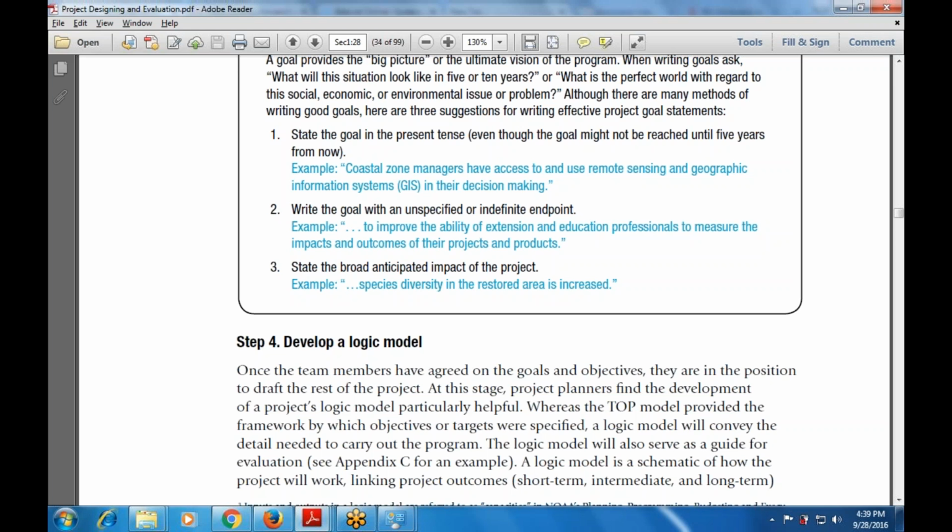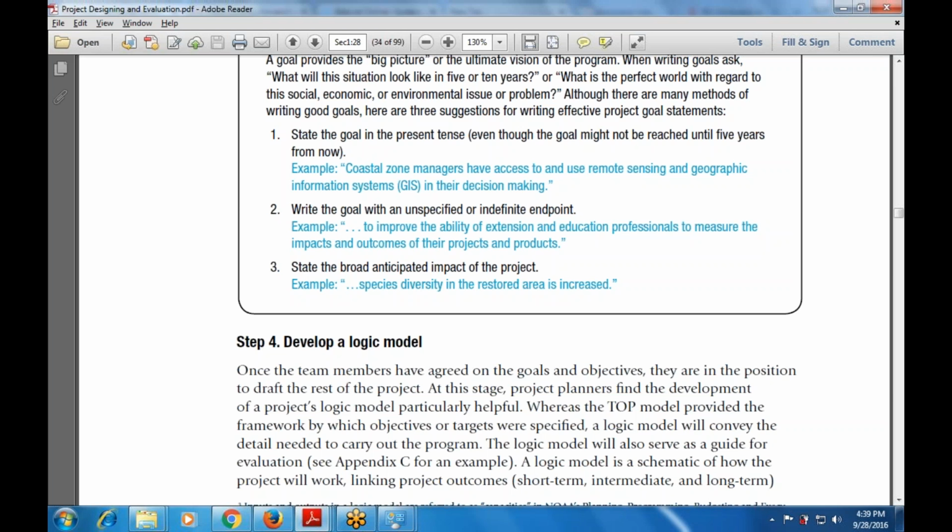Then next is step number 4, develop a logic model. Once the team members have agreed on the goals and the objectives, they are in a position to draft the rest of the project. So as we have done developing the project planning team, assessing the projects and the resources, the next one is developing a logic model, how it is created. That means what is the main logic behind the endpoints.